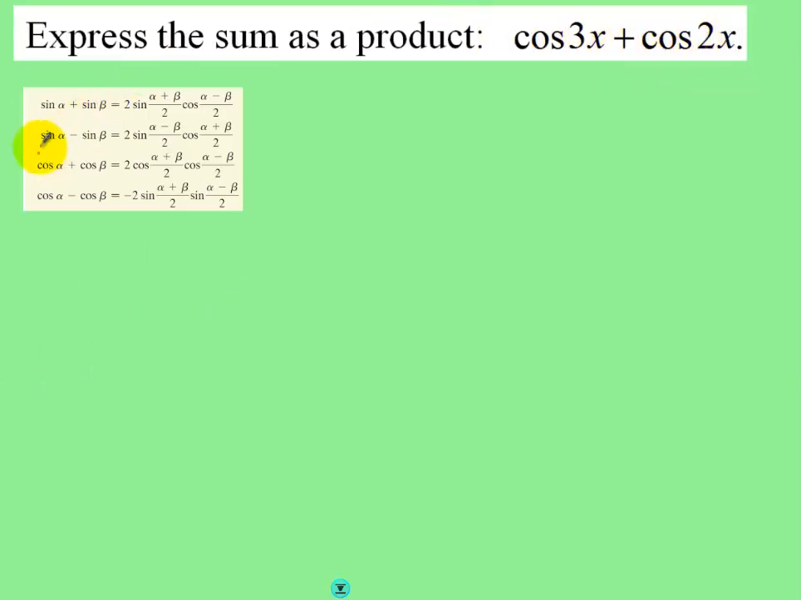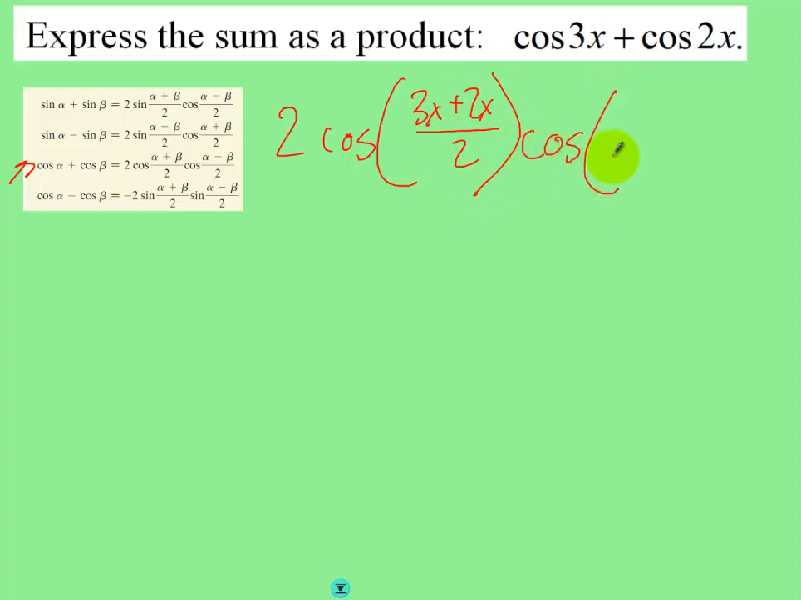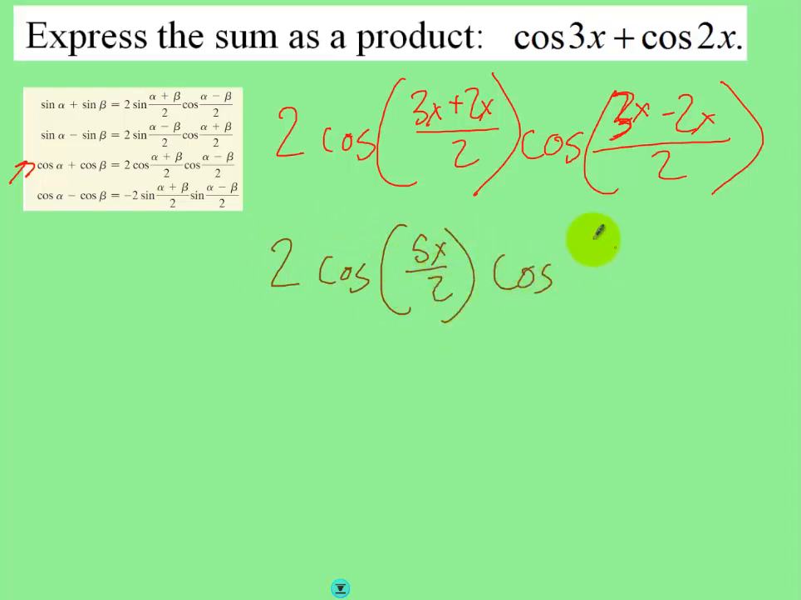Cosine of 3x plus cosine of 2x. That's going to be this guy right here, that third one. So 2 times the cosine of alpha plus beta, so 3x plus 2x over 2, cosine of alpha minus beta, 3x minus 2x over 2. Ooh, that does not look like a 3 over 2. Let's simplify that as much as we can. 2 times cosine of 3x plus 2x is 5x over 2, times cosine of 3x minus 2x over 2.